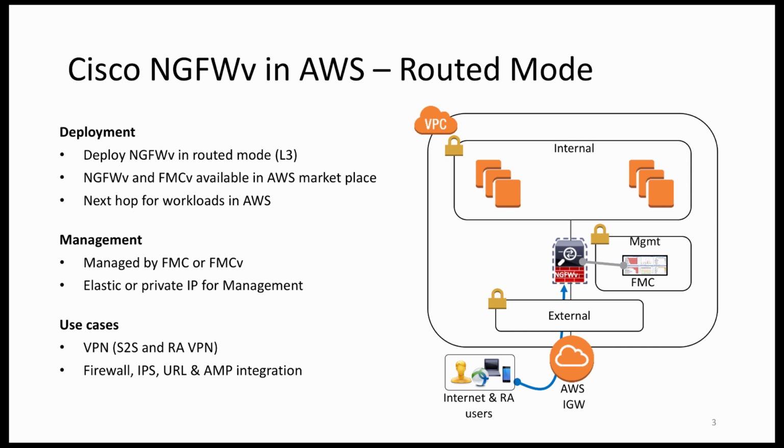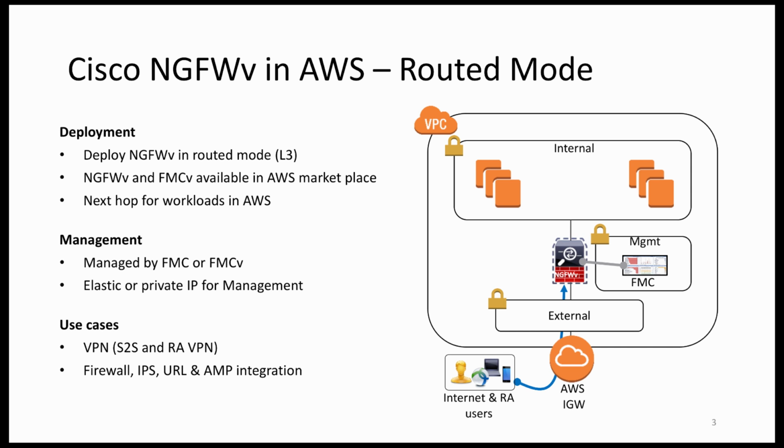If you look at this particular design, we do have NGFWV and FMC available in marketplace. NGFWV can be deployed as a routed device or a passive device where we forward traffic using ERSpan. But for this video, I'll specifically talk about routed mode. On the management side, we have Firepower Management Center. You can use Firepower Management Center within AWS environment to manage your NGFWV or your on-premise Firepower Management Center to manage it. On the management side, we have public IP address to manage it.